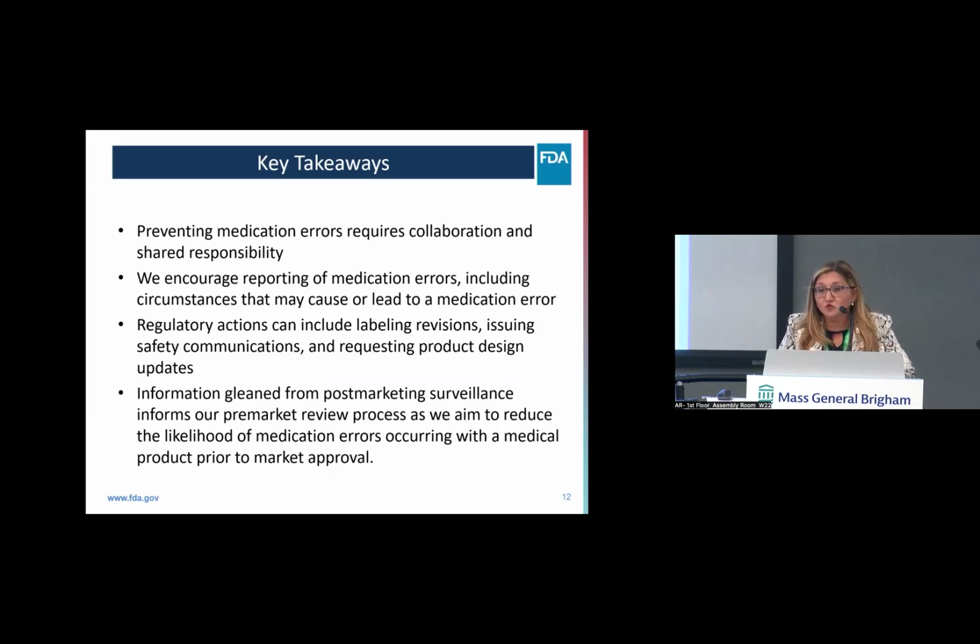The information we learn from post-market surveillance informs our pre-market review process, and we aim to reduce the likelihood of medication errors occurring with a medical product before it hits the market. And with that, terrific.